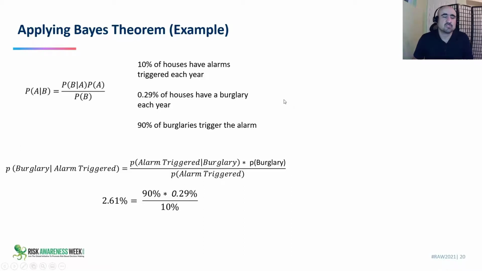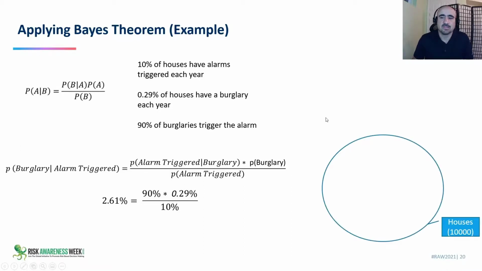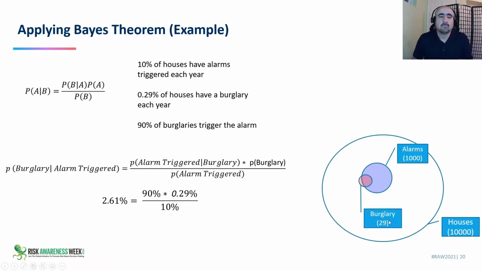And let's see it visually, just so it's easier to understand the logic behind this. So let's say I've got 10,000 houses, and 10% of that is 1,000. Wow, I'm good at maths this morning. So I've got 1,000 alarms every year. And I've got 29 burglaries. For some of them, the alarm is triggered. For some of them, the alarm is not triggered. So now I've got those 29 burglaries, from the 0.29% of houses being burglarized. Sorry about the English. And so basically, if in 90% of cases a burglary triggers the alarm, I've got 26 burglaries with the alarm triggered, and I've got 3 burglaries with no alarm triggered. So that's the intuition behind it.